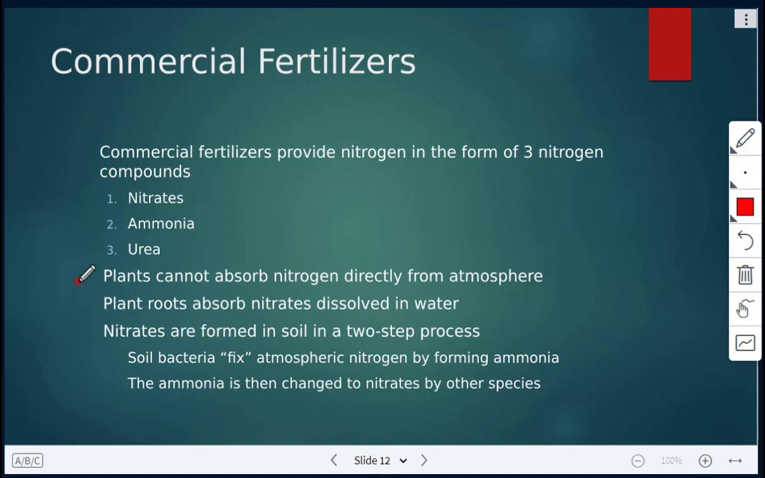Plants cannot absorb nitrogen directly from the atmosphere, right? Nitrogen is the most abundant gas in the atmosphere, but plants can't absorb it directly from there. So they have to absorb nitrates that are dissolved in water. Nitrates are formed in soil in a two-step process. Soil bacteria fix atmospheric nitrogen by forming ammonia. The ammonia then gets changed to nitrates by other species of bacteria.